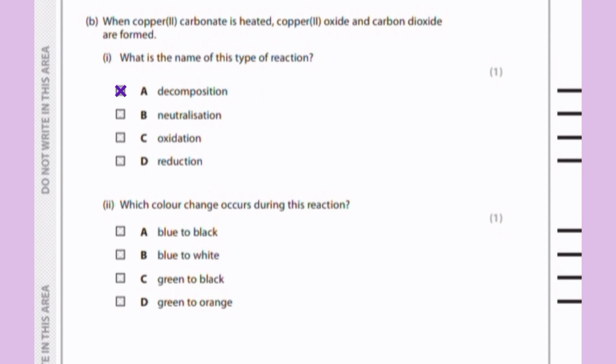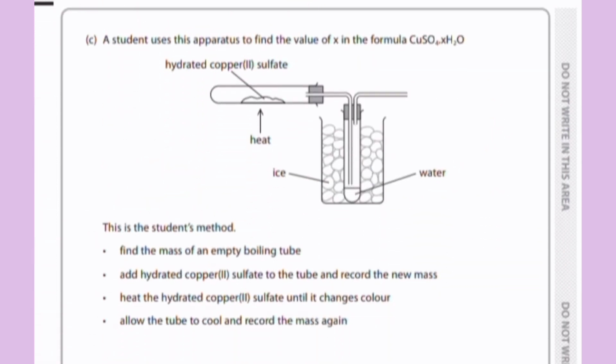Copper 2 carbonate is a green solid and copper 2 oxide is a black solid. So the answer is C, green to black. A student uses this apparatus to find the value of X in the formula CuSO4·XH2O. This is the formula of the hydrated salt, hydrated copper 2 sulfate, and this experiment is being carried out to calculate the water of crystallization.